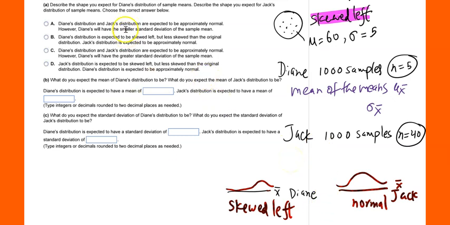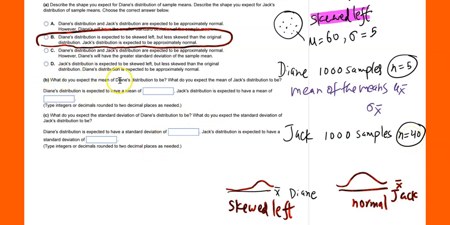Describe the shape you expect for Diane's distribution of sample mean. Describe the shape you expect for Jack's distribution of sample mean. That's the answer I plotted in the graph. How do you answer the question? Part A. Diane's distribution is expected to be skewed left, but less skewed than the original. Remember that. Still skewed left, but less skewed than the original population. But Jack's distribution is expected to be approximately normal because Jack has a sample size of more than 30. Make sense?